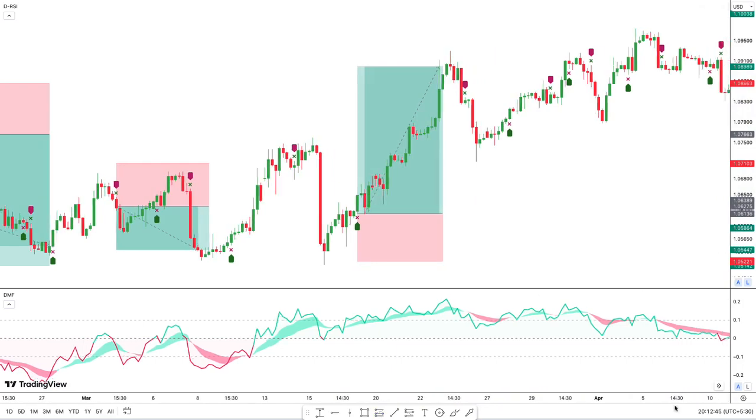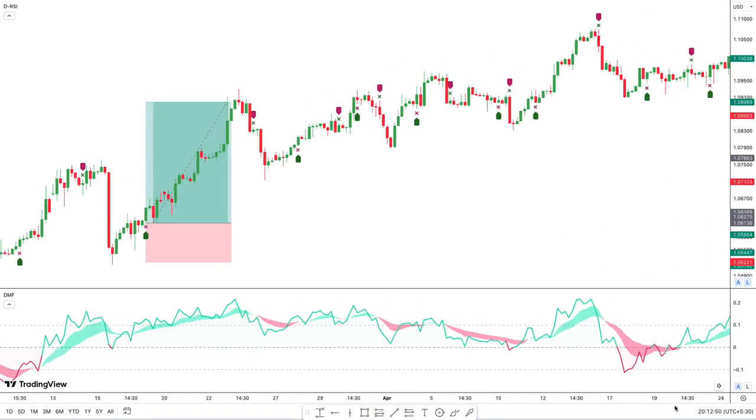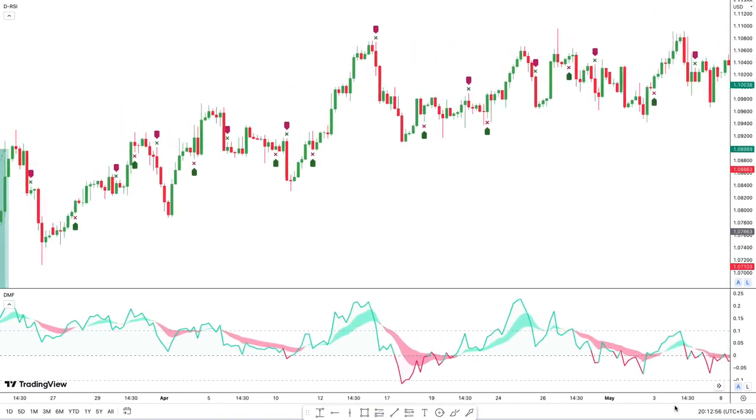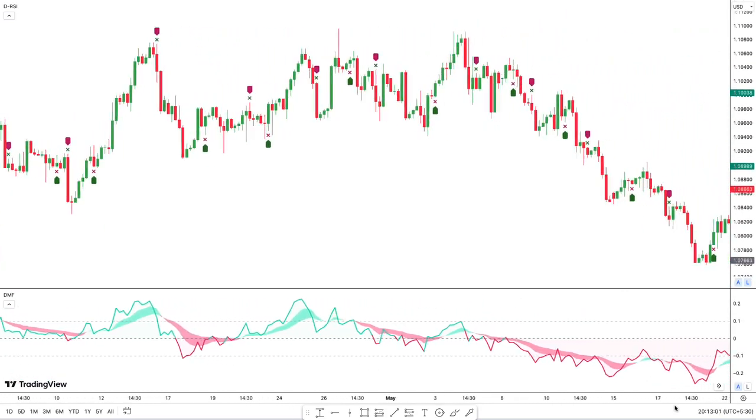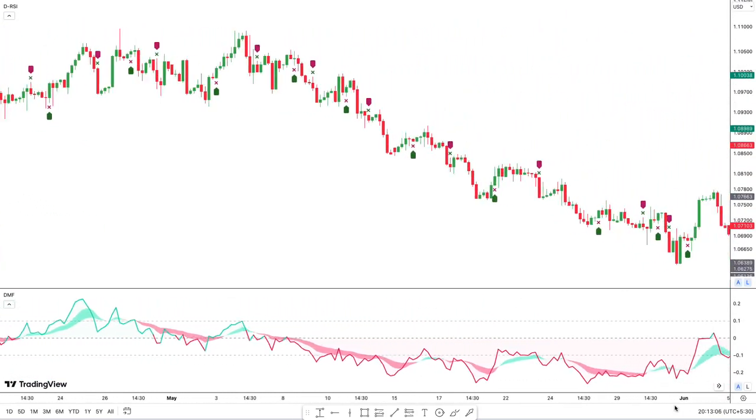The important point that you must pay attention to is that you should never use this indicator alone for taking your trading decisions, and you must use it in conjunction with other tools and aspects of technical analysis.